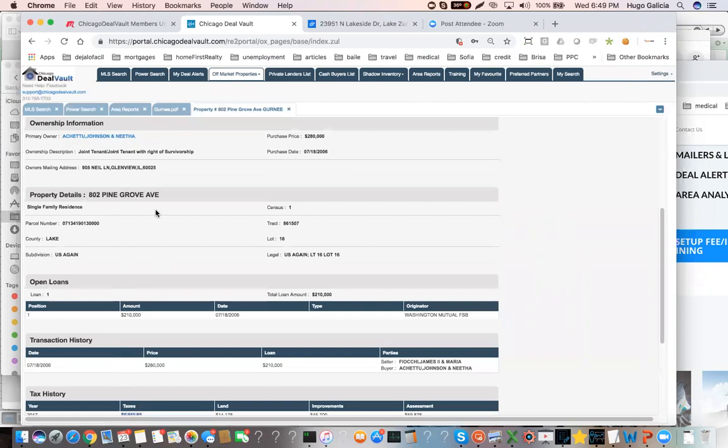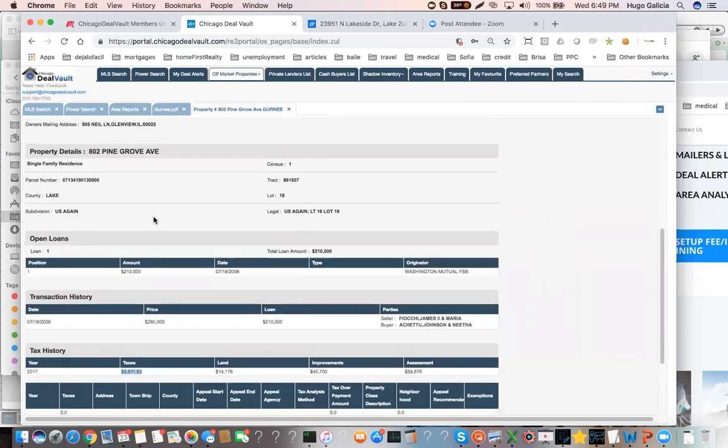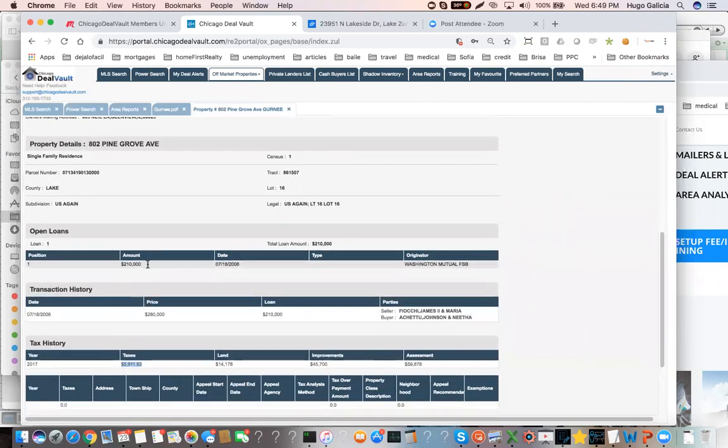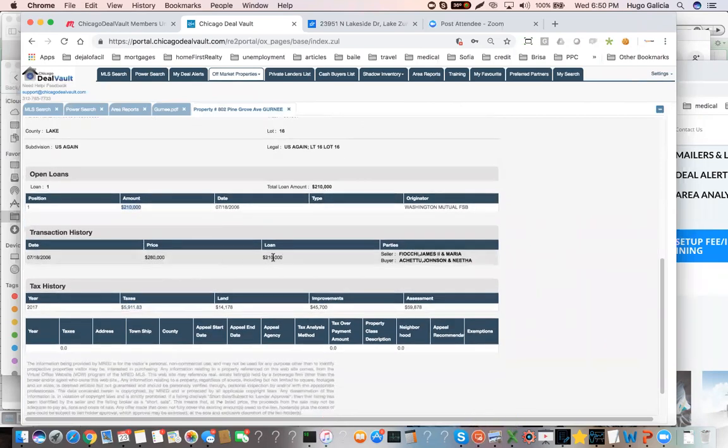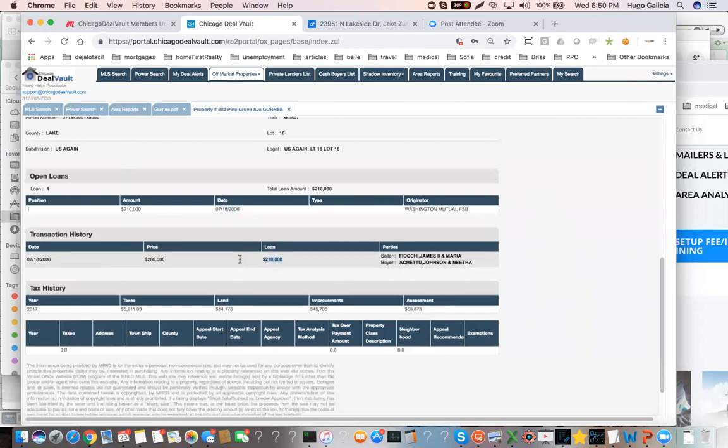Chiron, Johnson, and Nita. Okay, these are the owners, and then they have a loan that was issued back in 2006 for $210,000. Okay, and this is the transaction history. So it was purchased for $280,000 back in 2006, and the loan they took out was for $211,000. But this is back in 2006. So obviously the outstanding loan on this is going to be about $150,000, and we know who the owners are.